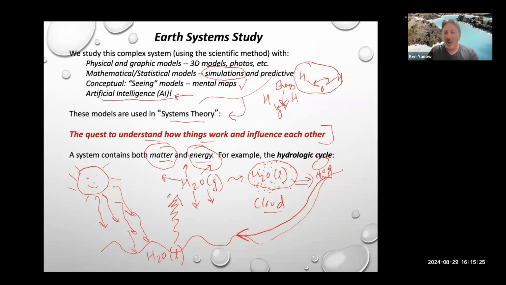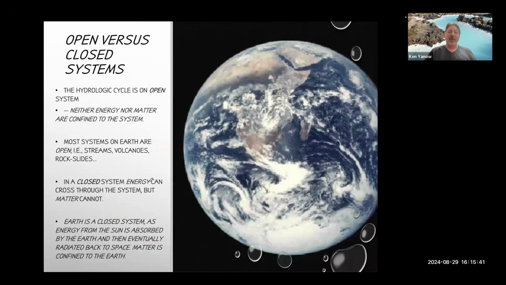So we look at the world that we live in and we look at it as a series of systems and subsystems. And the key to our systems and subsystems is matter and energy. That's the key. That's what we're looking at. Now, when we talk about open versus closed systems, the hydrologic cycle is an open system because neither energy nor matter are confined to the system. They can all move. Most systems on Earth are open: streams, volcanoes, rock slides.